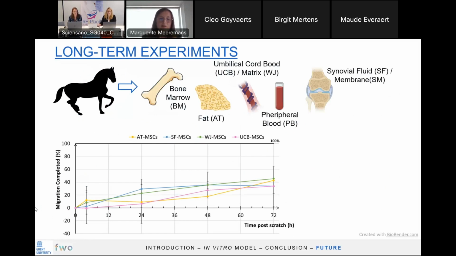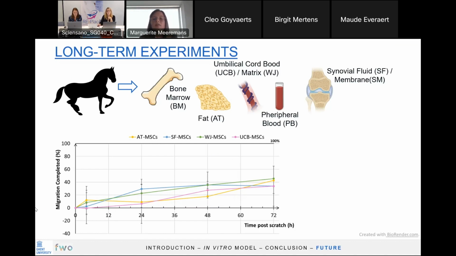MSCs, as I told you in the beginning, can be isolated from various sources, and their regenerative capacities are strongly cell and context dependent. For example, adipose-derived MSCs have great anti-inflammatory and immunomodulating capacities, while neonatal sources such as umbilical cord blood or umbilical cord matrix MSCs have more differentiation potential.